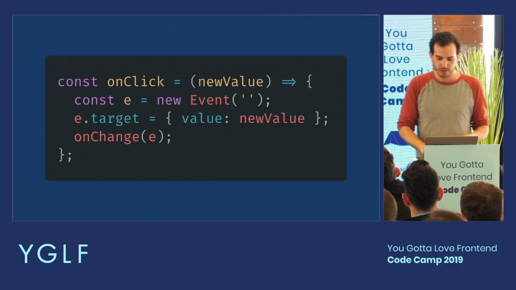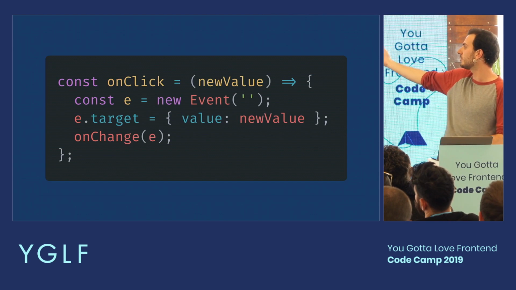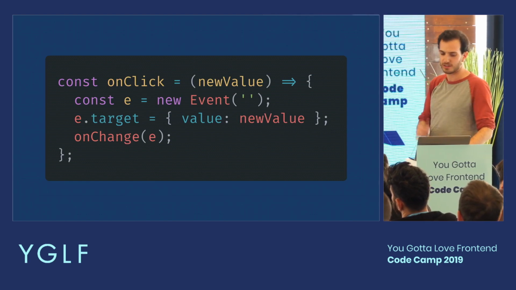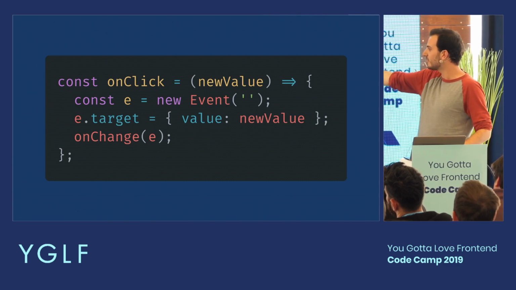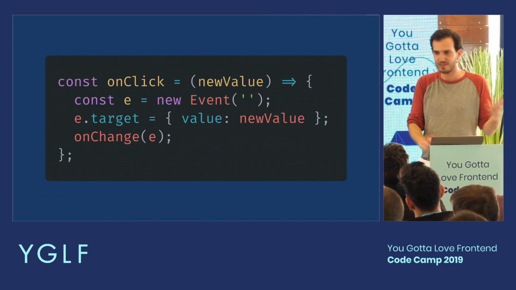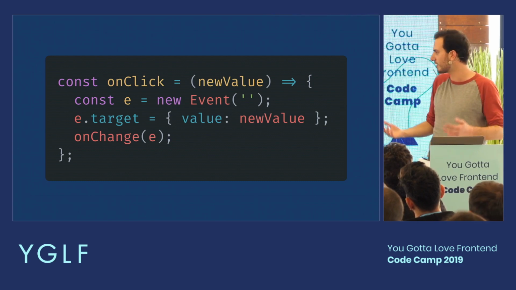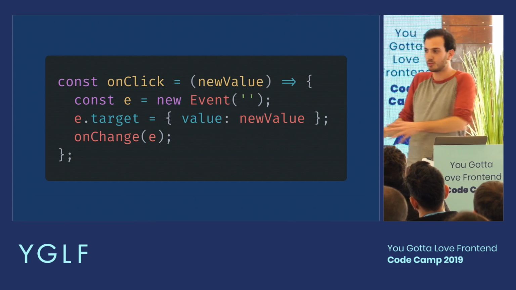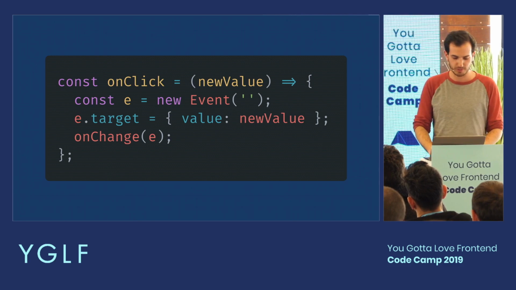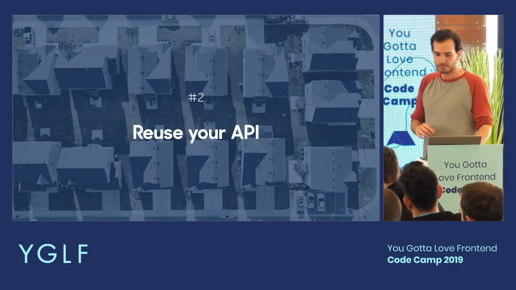You can even take it a step further and, for example, in your component, create an event and add to it target value. You pass onChange, and then in your original components, you have access to prevent default and stop propagation and whatever else you might want. I'm not exactly sure why you might want to do that, but I'm sure somebody might find a clever use for it. It's good to know. So reuse your API.